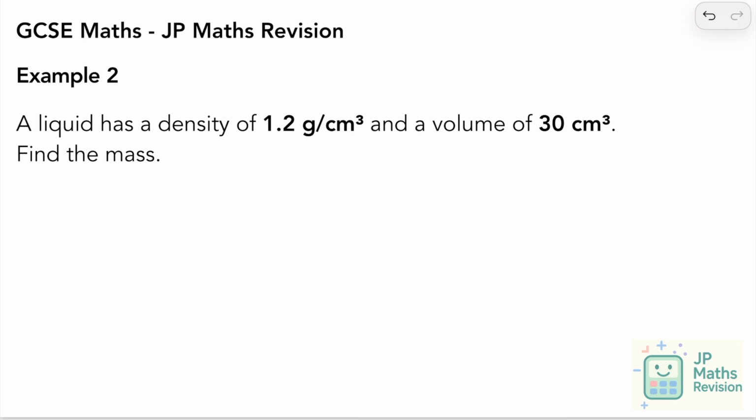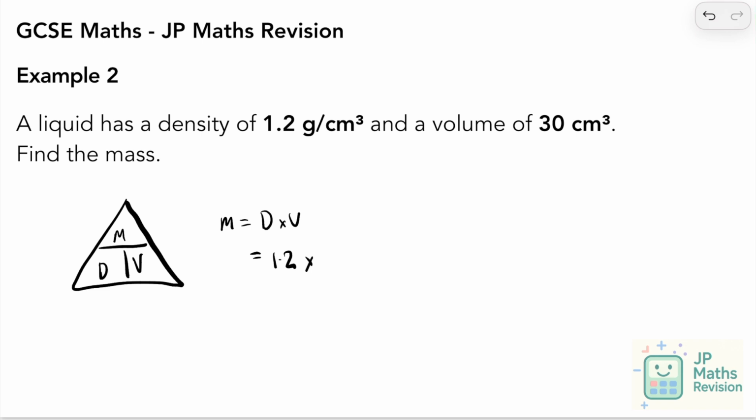Here's another example. This time we have a liquid that has a density of 1.2 grams per cubic centimetre and a volume of 30 cubic centimetres. We need to find the mass. So I'm going to draw out a triangle. So I have density is mass over volume. So if I want to work out mass, I'm going to times the density with the volume because mass is on the top. So the density is 1.2 and the volume is 30. So the mass is going to be 1.2 times 30 and that's going to be 36.